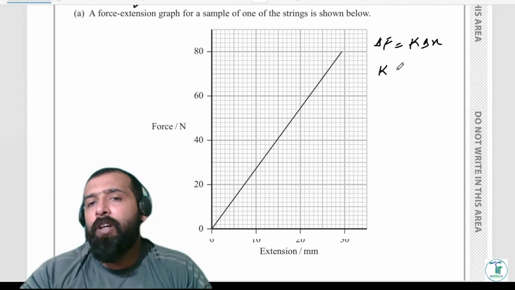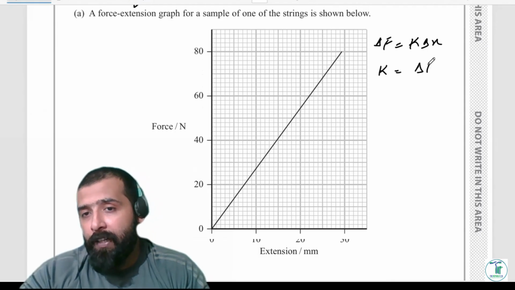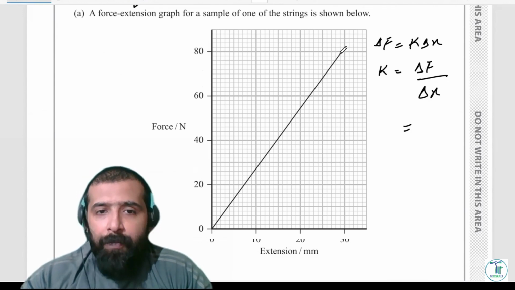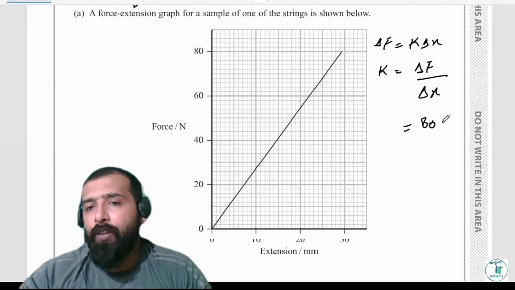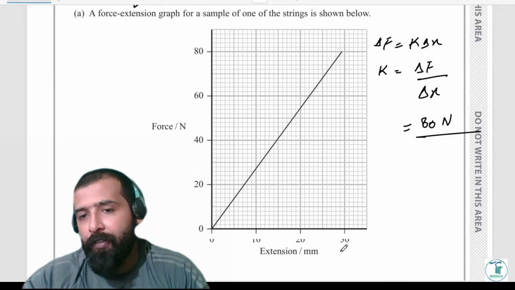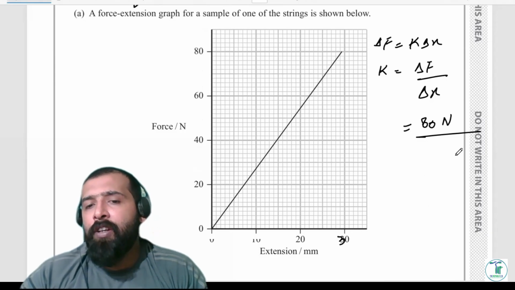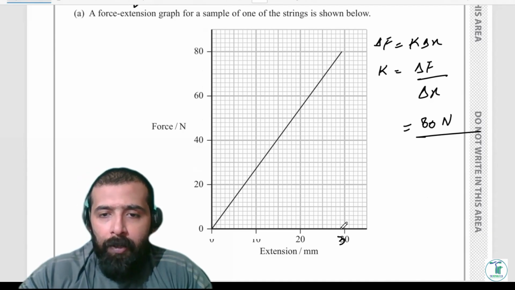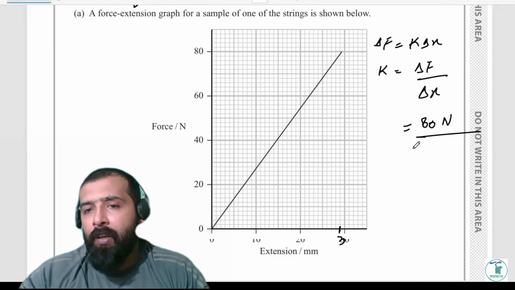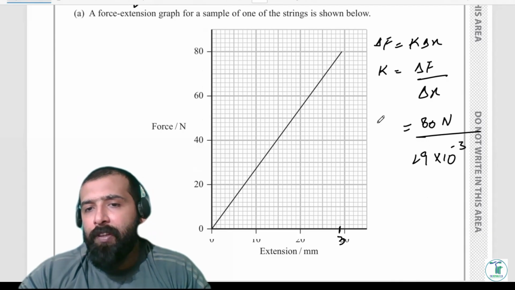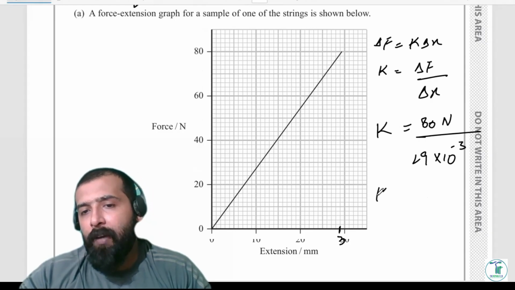So if you want to calculate the stiffness of the spring, that has to be delta F divided by delta X. The change in the force is from 0 to 80, so that has to be 80 newtons. And the extension went from 0 to 30 millimeters, right? Not exactly 30, that has to be something like 29, so 29 times 10 raised to the power of -3.